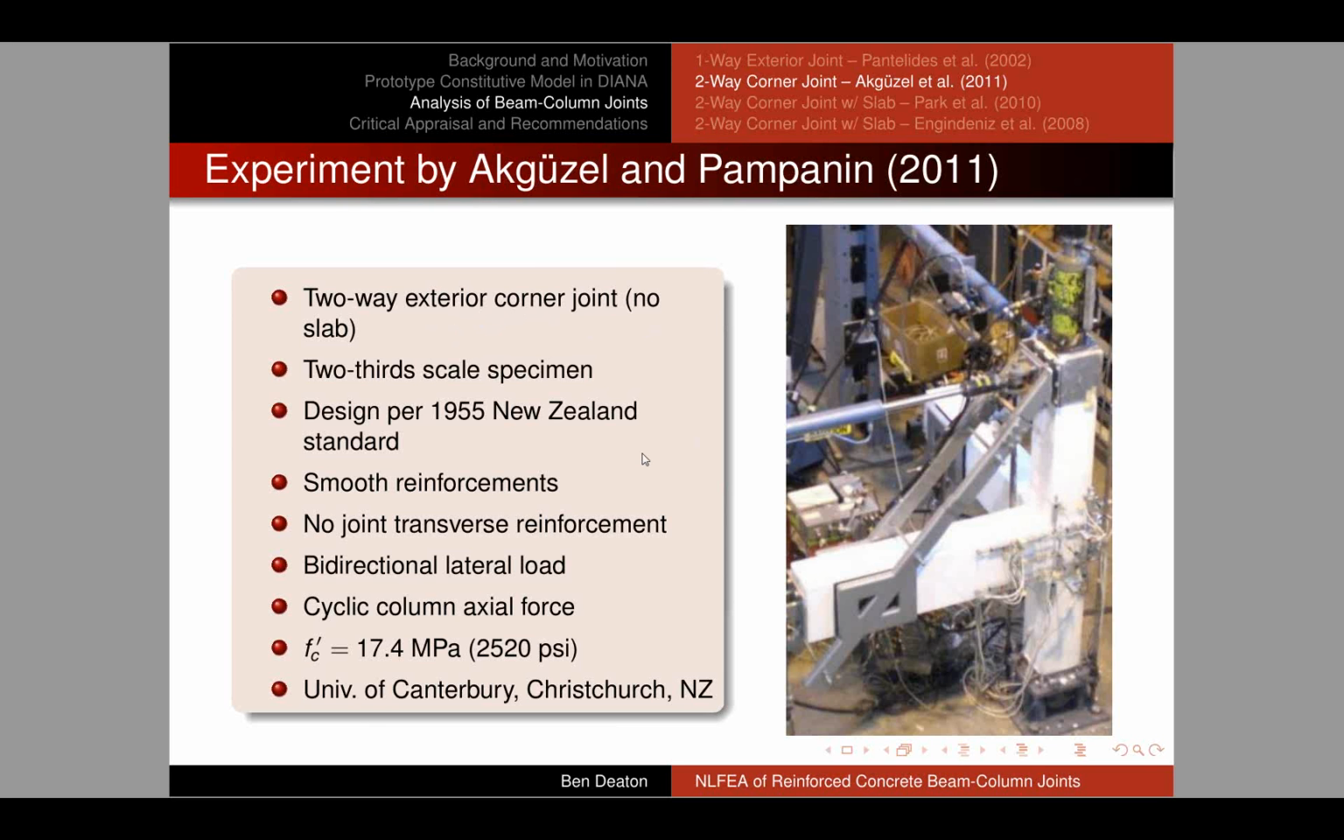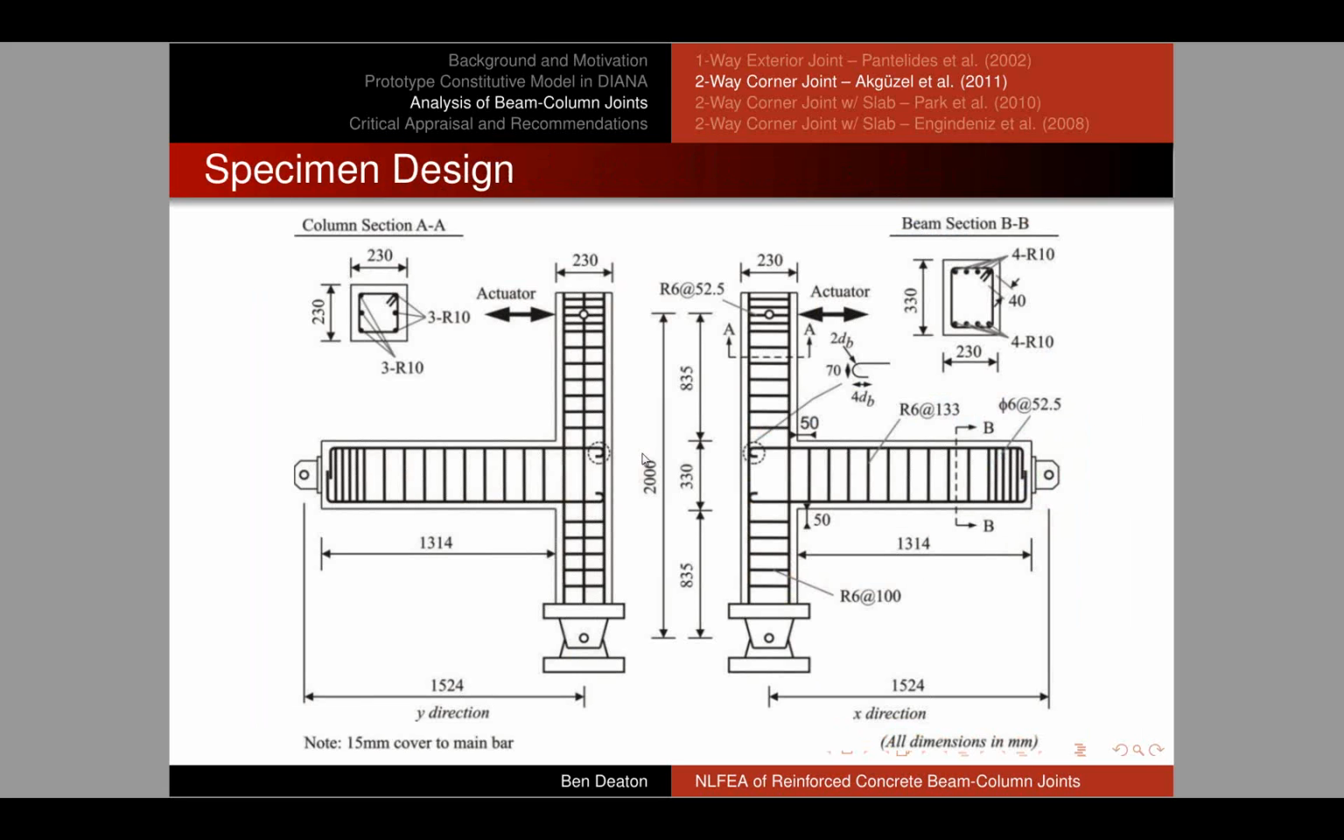I'll discuss the reinforcing details on the next slide, but this was tested at the University of Canterbury in Christchurch, New Zealand. A couple comments about the specimen design here: first of all, this specimen contains smooth reinforcements, which is a different detail than what we've seen in any of the other cases, which used deformed reinforcing bars. So we had smooth rebar. Notice again, there's no transverse reinforcement in the joint core. This is a Y direction view, and this is an X direction view. And notice also that the beam bars are anchored with very small 180-degree hooks, which is also a deficient detail.